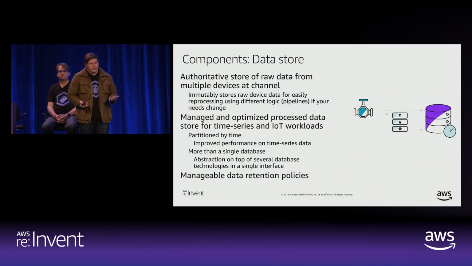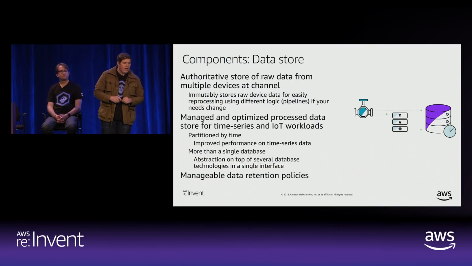We have two different types of data stores. I touched on one, which is this authoritative store of raw data that lives at the channel. This is immutable because customers asked they needed the ability to have auditability for all the messages that are coming in. And they also wanted to be able to replay that data through multiple different pipelines to test hypotheses, allow their data scientists to be a little bit more agile.